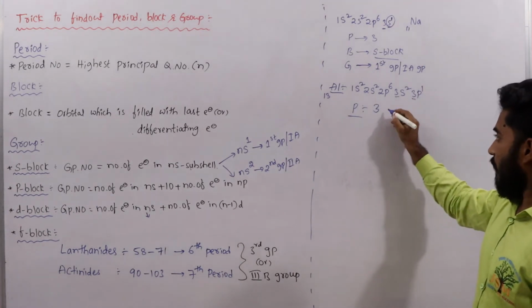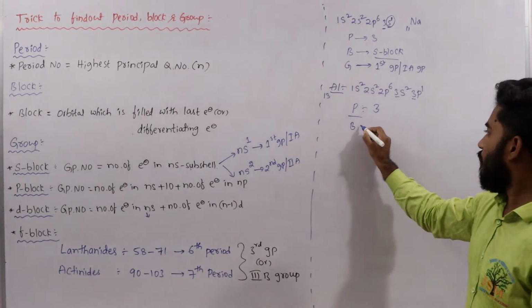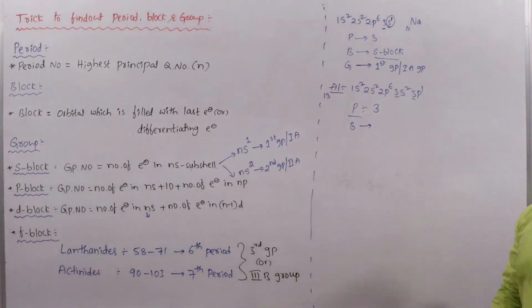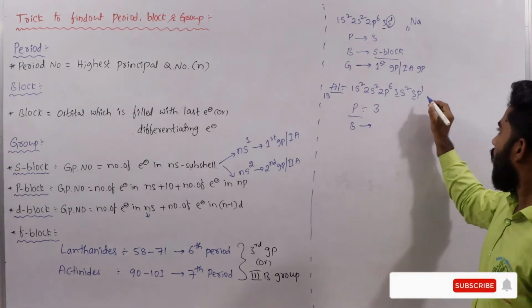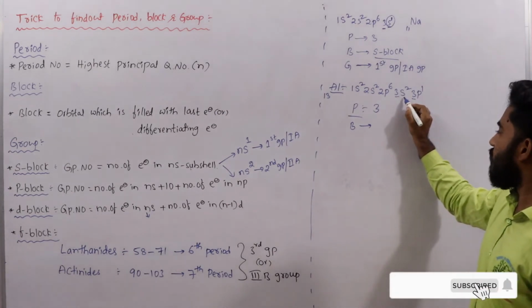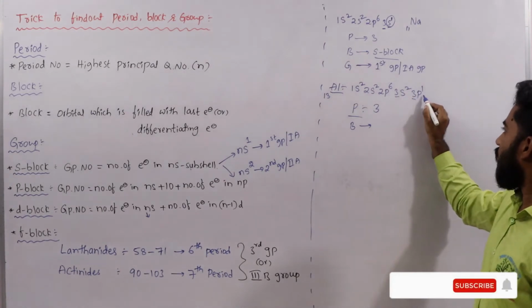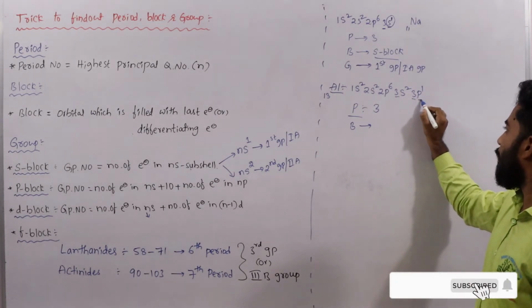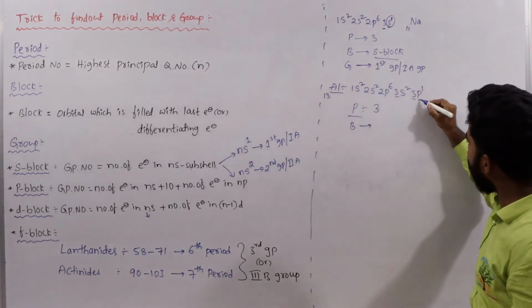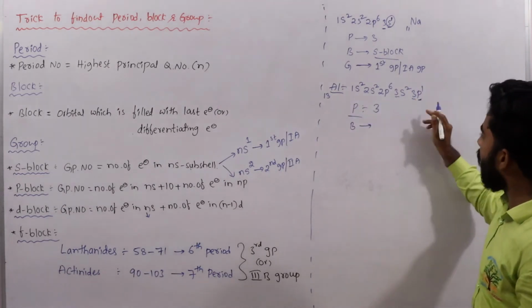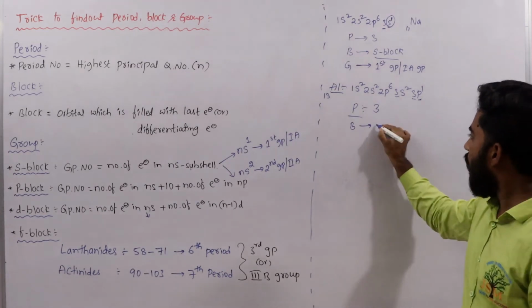Next, the block. For the block, we have to check which orbital the last electron enters. After completion of the 3s orbital, the last electron enters into the p orbital. So in this aluminium, the last electron enters into the p orbital, that's why it belongs to the p block.